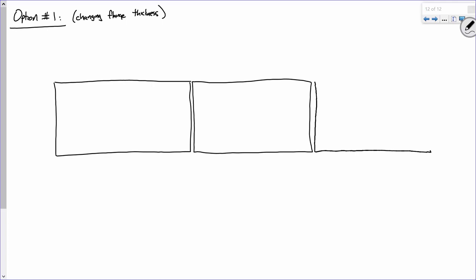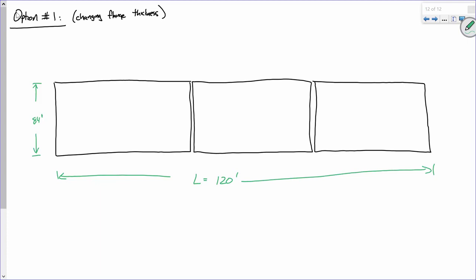Sound good? Okay, so that everybody's clear on the dimension, this is 84 inches. Let's say when this is all said and done, you're going to have a bridge that's, I don't know, 120 feet long, what have you. We'll make up some numbers. This is 3/4, this is 1 inch, and this is 3/4. Everybody okay with that?